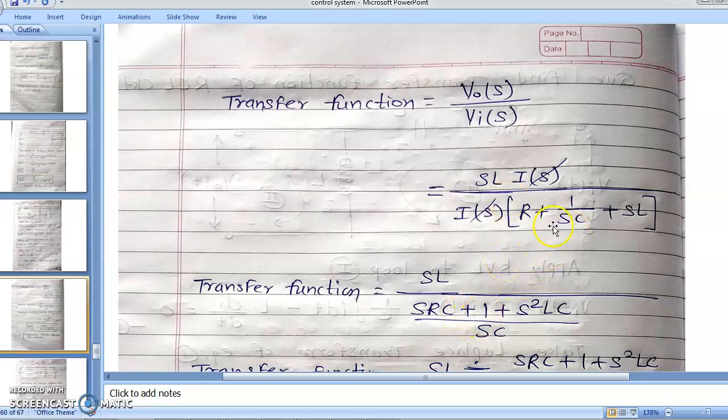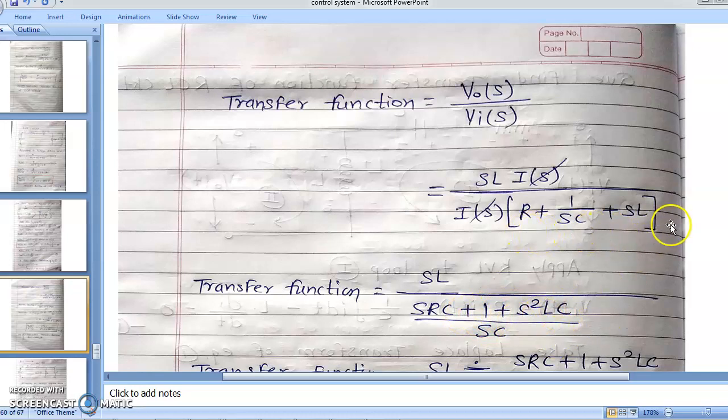We cross multiply: SRC plus 1 plus S squared LC, because we have to make the denominator the same. So multiply and divide by SC, and the numerator term remains the same. So the denominator is SRC plus 1 plus S squared LC, divided by SC.